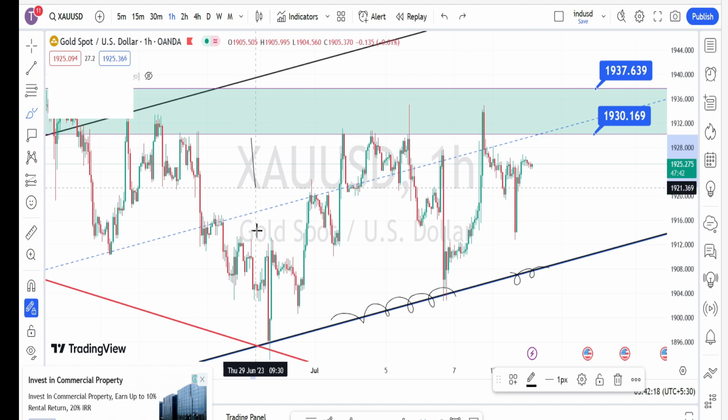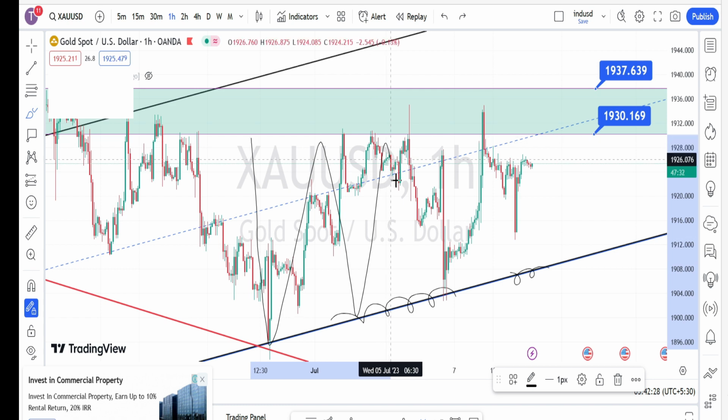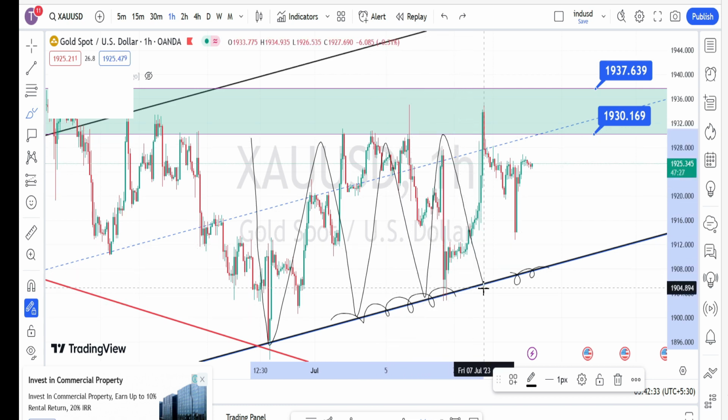And in the lower time frame, you can be scalping within this resistance zone and the support line. And the trading ranges are becoming narrower and narrower. So trade with the proper stop losses so that you can avoid unexpected losses.